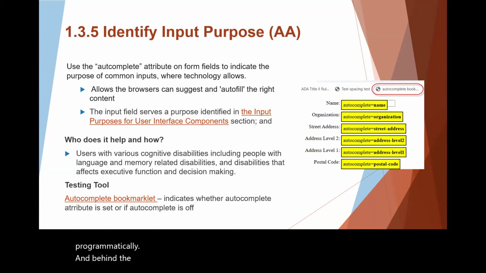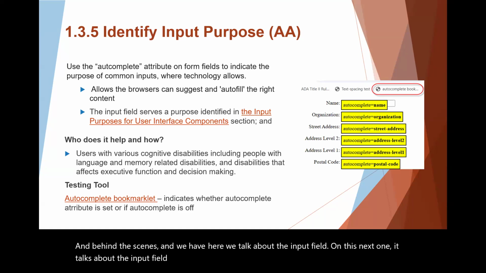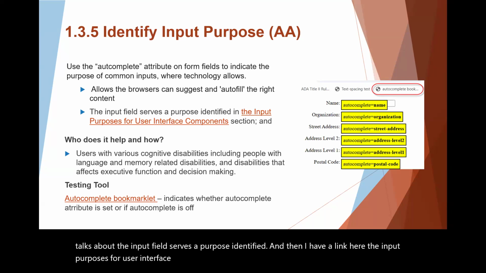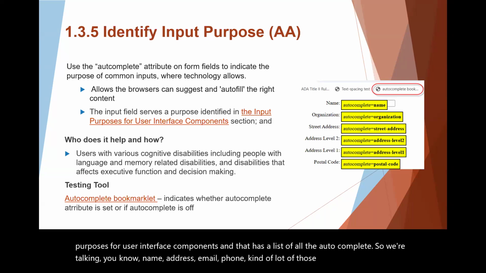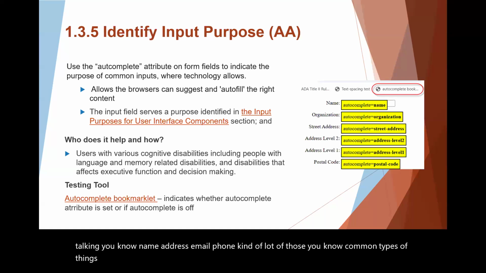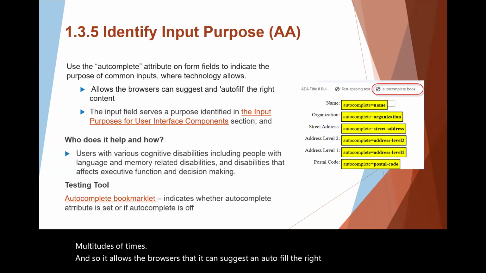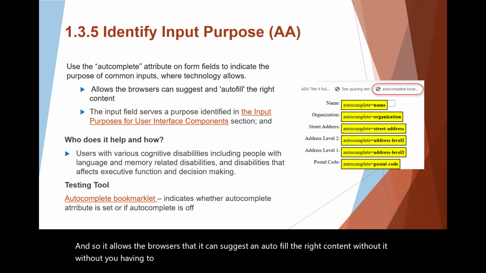And here we talk about the input field. On this next one, it talks about the input field serving a purpose that is identified. And then I have a link here, the input purposes for user interface components, and that has a list of all the autocomplete values. So we're talking name, address, email, phone, a lot of those common types of things that we're filling in multitudes of times. It allows the browser to suggest and autofill the right content without you having to manually enter it in. So who does it help?